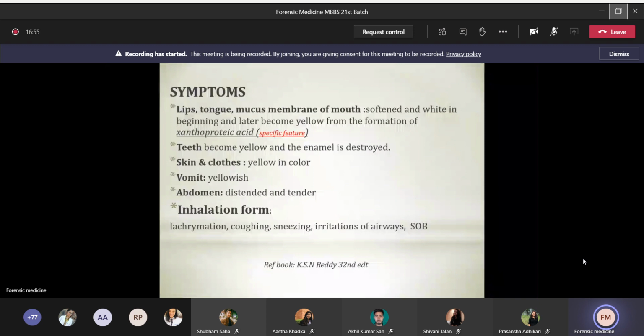And clothes are also yellow in color. Vomit is also yellowish. The abdomen will appear distended and tender. Okay, and in the inhalation form of nitric acid, you will see symptoms such as lacrimation, coughing, sneezing, shortness of breath, irritation of the airway, and then the patient also complains of a dry throat.